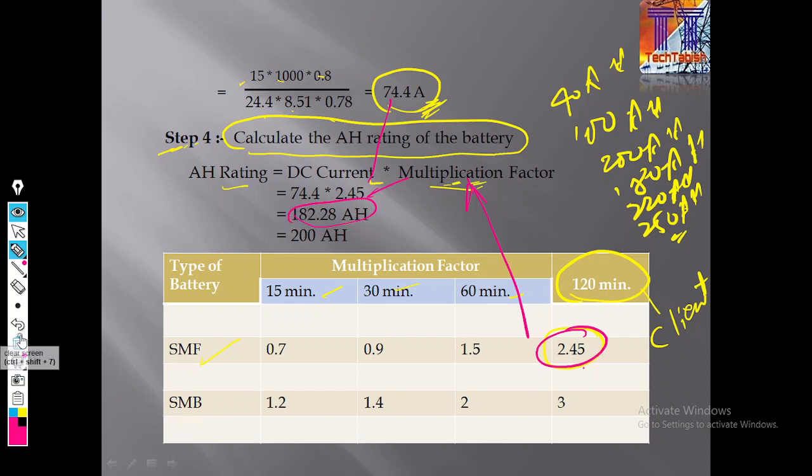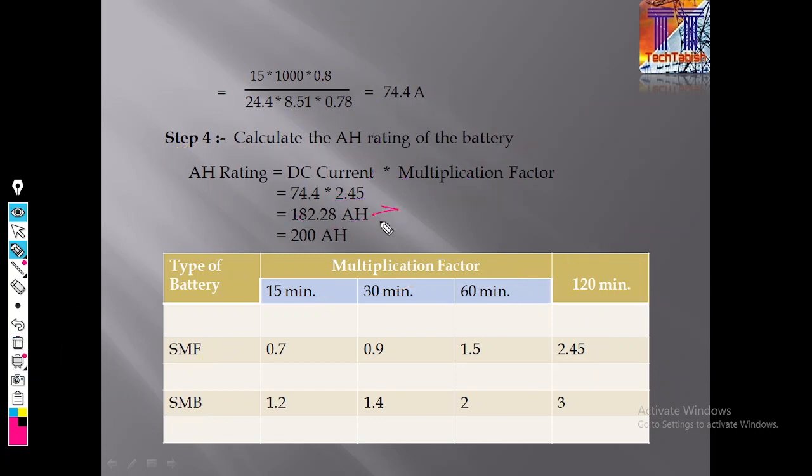The 182.2 Ah is not available in the market, so we have to take a nearby value. We can take 180 Ah also, but we always have to take the higher side. The next upcoming rating is 200, so we will take a 200 Ah battery.